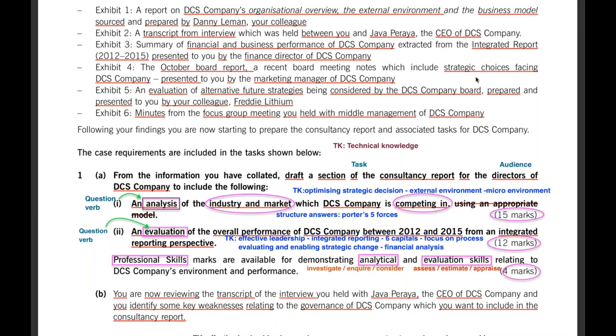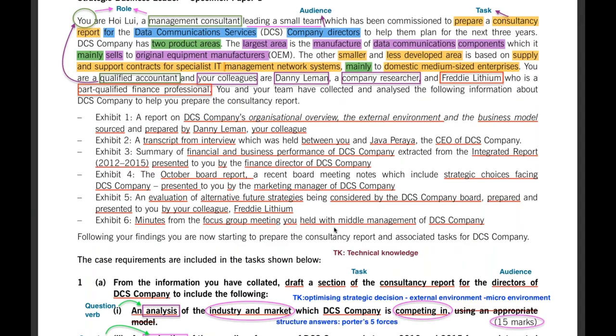Remember, you have these particular strategic choices facing this particular DCS, presented to you by the marketing manager of the DCS. And then exhibit number 5, an evaluation of alternative future strategies being considered by the DCS company board, prepared and presented to you by your colleague Freddie Lithium. Who was he? He's the partially qualified finance professional.